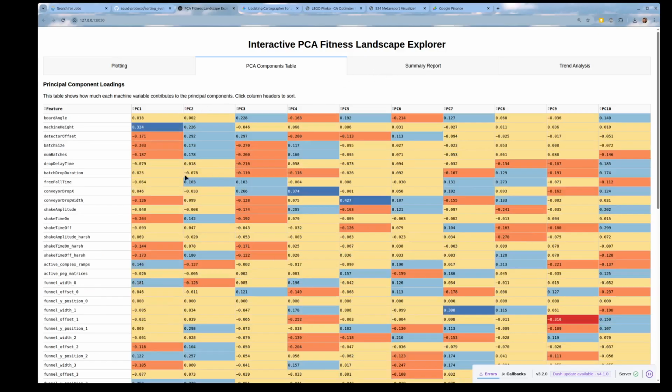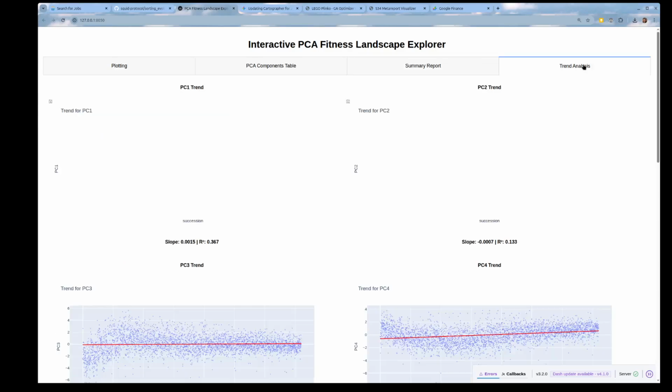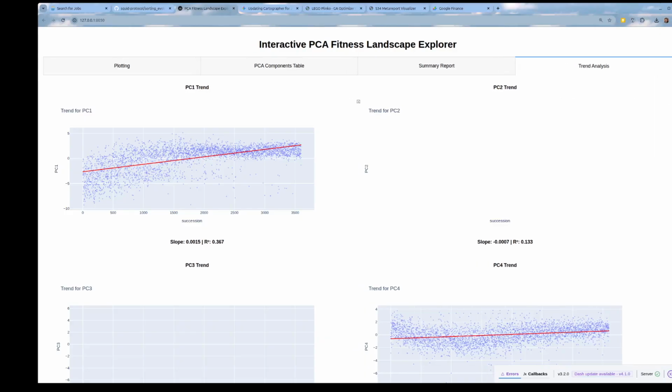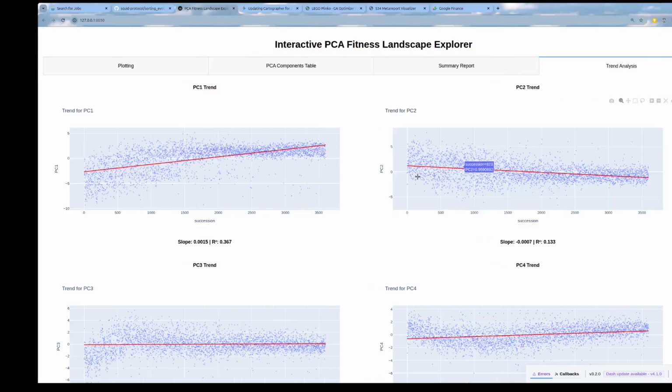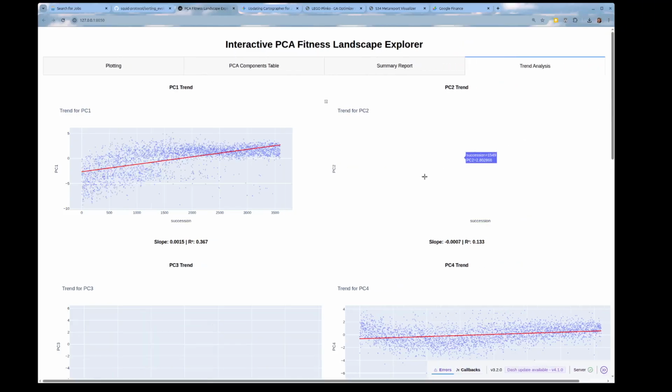So we can look through this to our heart's content. We can also get a summary report to see what the biggest impacts were for each principal component that we have. And then we can go through and see our trend analyses for these. It looks like right now my computer is having a hard time rendering the graphing for all of this, but we can see that we have some trends increasing and decreasing over time.